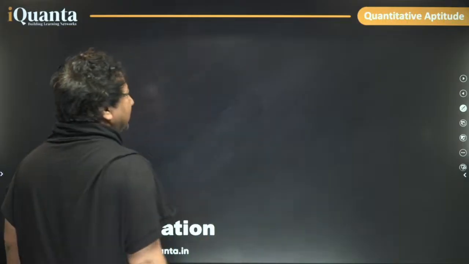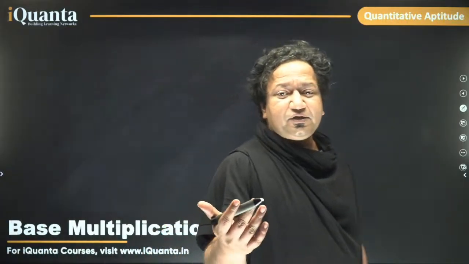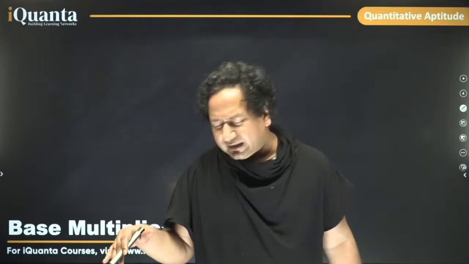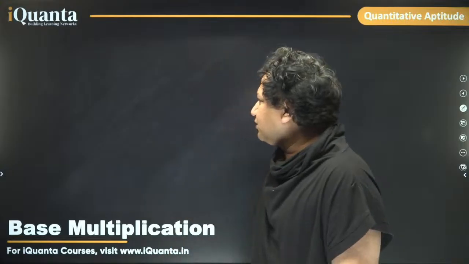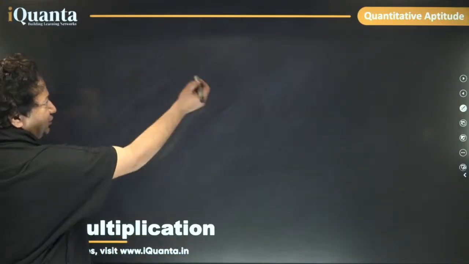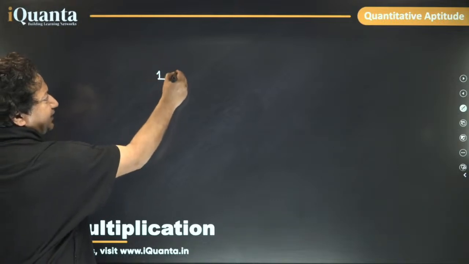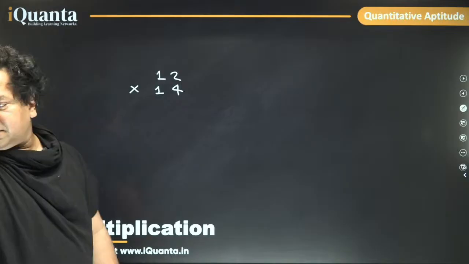There was a technique which I sometimes use when I teach Vedic Maths to very young students, like 9, 10, 11 years old. It's a very basic thing, but you need to understand. Let's say I have the number 12 multiplied by 14. I need to multiply this. What will I do?